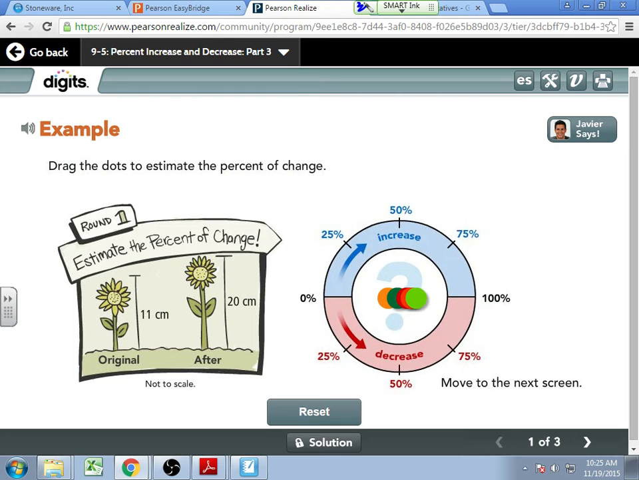Evaluate the situation. You have a sunflower. It was 11 centimeters. You come back after, and it's 20 centimeters. You want to estimate the percent change. You just grab a dot and slide it to where you think it goes. All the different colored dots are in the middle right there. You see your original and you see your after.